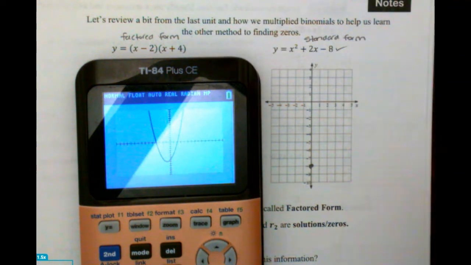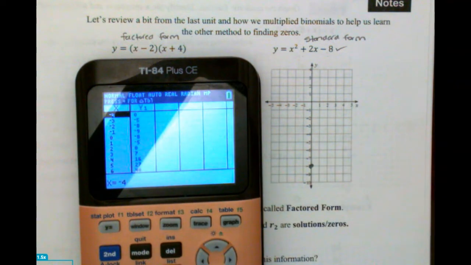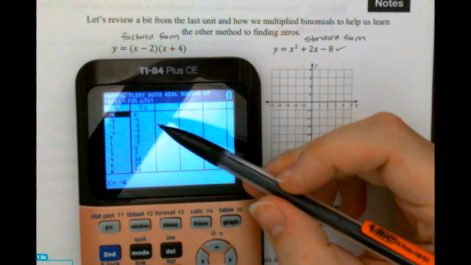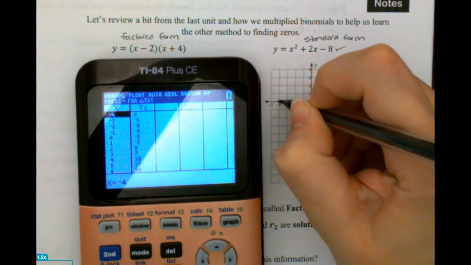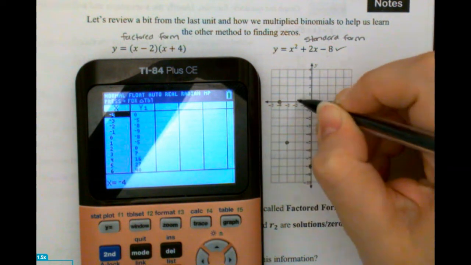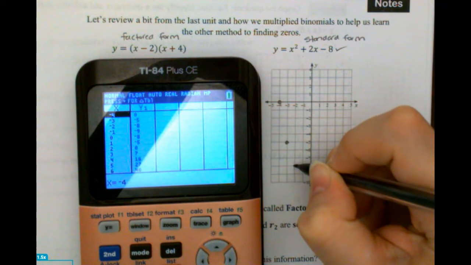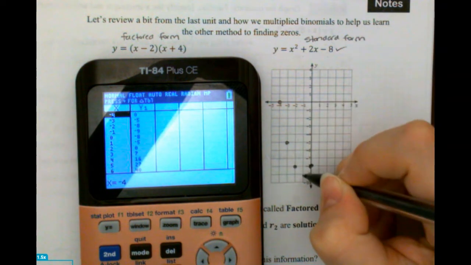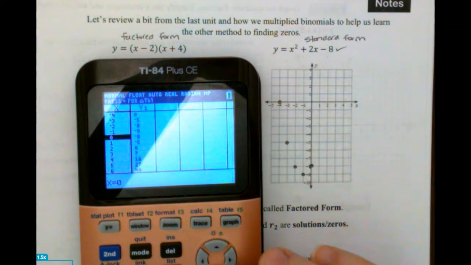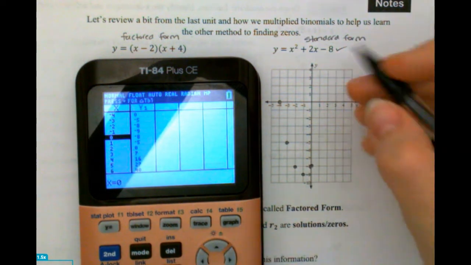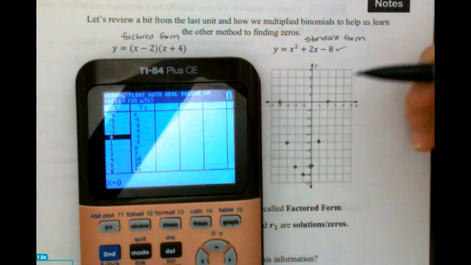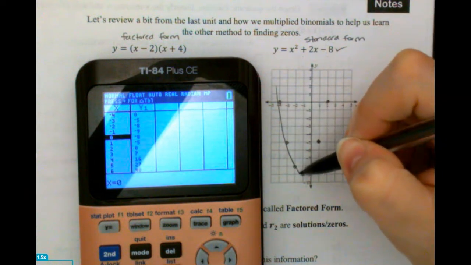Okay, so I'm going to go to my table to get more specific points here. So I'm going to go to my table, and I'm going to plot some of these points. So I've got negative 4, 0, negative 3, negative 5, negative 2, negative 8, negative 1, negative 9. I've already plotted that 0, negative 8, right? That's the point we got from standard form. 1, negative 5, and then 2, 0. That's plenty of points here to get my curve.